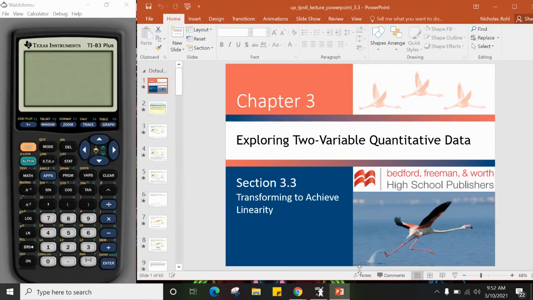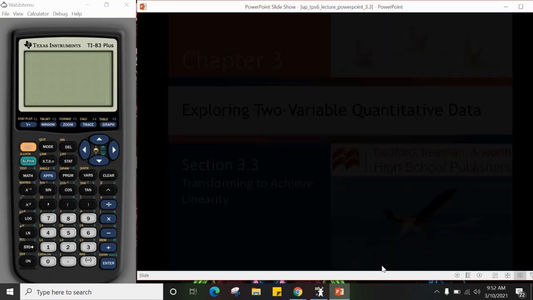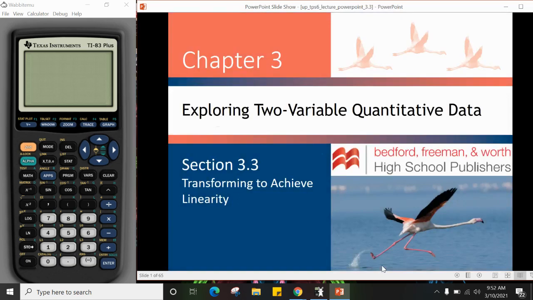All right, we are finishing up chapter 3, exploring two variable quantitative data. Today we are looking at section 3.3, transforming to achieve linearity. It's a rough word for me to say, I guess.